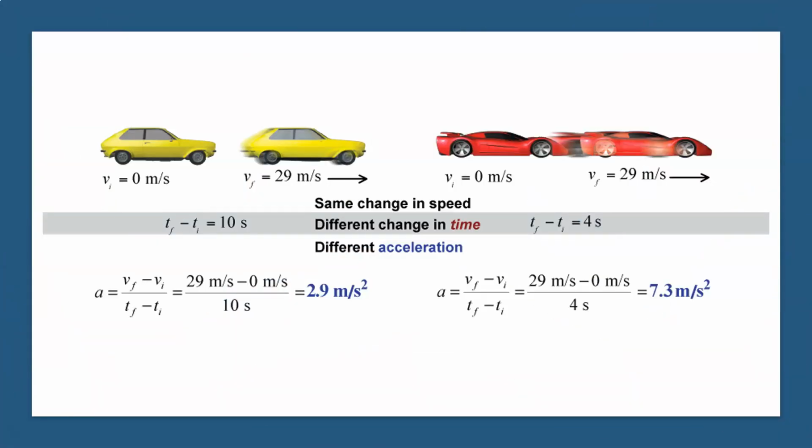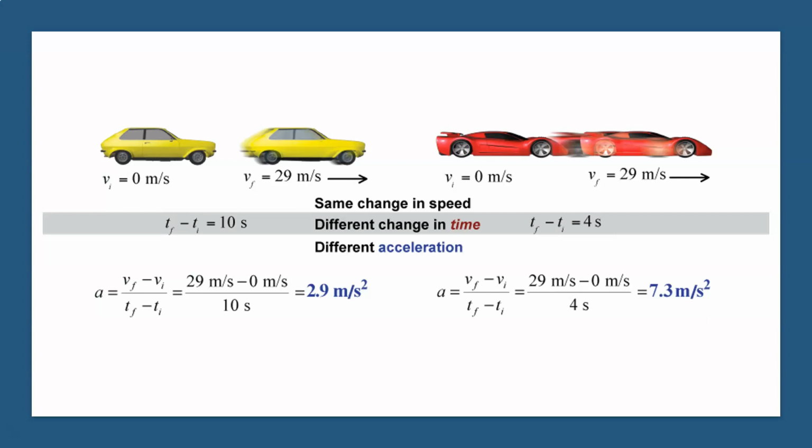Alrighty, let's look at this in practice. We've seen it written there, but we've got these two cars. We've got the yellow one and that red Porsche. I don't know what the yellow one is, not too good with my cars. So both started at 0 meters per second. Yellow car got up to 29 meters per second, and the red car also got up to 29. They both got to 29 meters per second, but it's the time that's different. Okay, the yellow car took 10 seconds to get there, whereas the red car only took 4 seconds.